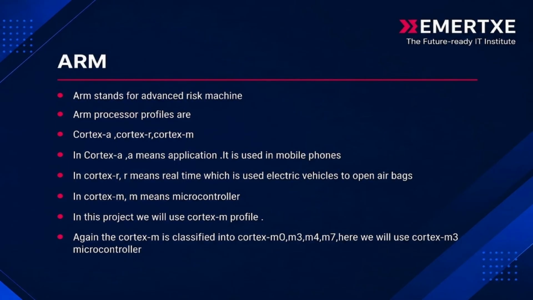In Cortex-R, R means real time, which is used in electric vehicles to open airbags. In Cortex-M, M means microcontroller. In this project, we will use the Cortex-M profile. Again, Cortex-M is classified into Cortex-M0, M3, M4, and M7. Here we will use Cortex-M3.